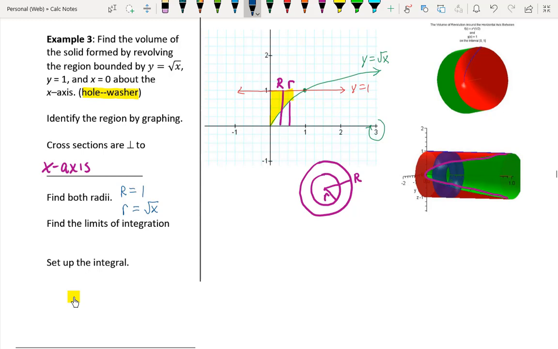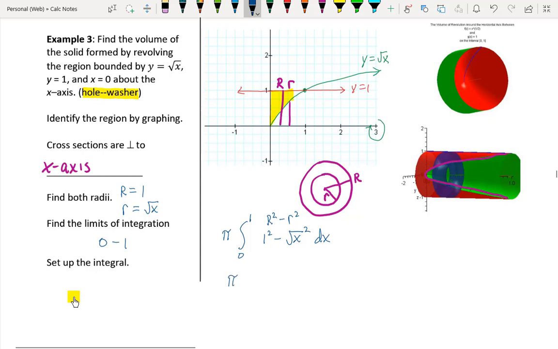Okay? Our limits of integration are 0 to 1 because they told us that we're going between these curves, and these two curves intersect at 1. So we're going from 0 to 1, and then we'll set up our integral. So we have 0 to 1. I'm just going to put the pi on the outside right away. And this time we're doing capital R squared minus lowercase r squared. Well, capital R squared is just 1 squared, minus lowercase r, which is the square root of x, squared, dx.